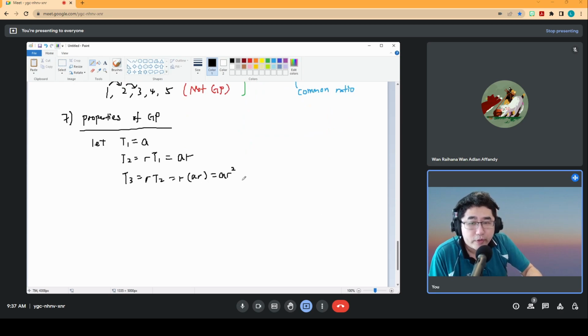So if I keep writing a little bit more, T4, I have R times T3. Since I know my T3 is AR squared, R times AR squared gives AR cubed. So over here, you will realize that when you have 2, you have 1 R. When you have 3, you have 2 R. When you have 4, you have 3 R. Therefore, we can generalize the formula in the form of Tn equals AR to the n minus 1.